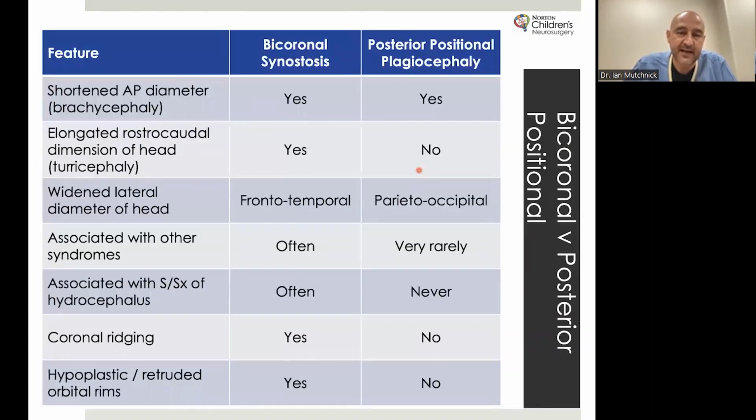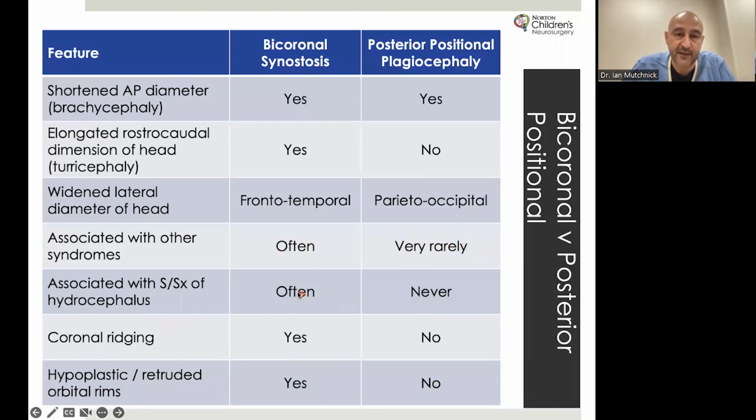So in differentiating bicoronal synostosis, which is relatively rare, from posterior positional plagiocephaly, there's brachycephaly in both, but there is turricephaly only in synostosis. There is no turricephaly in posterior positional plagiocephaly. The widened lateral diameter of their head is frontotemporal. Here it's parieto-occipital. Often there are syndromes involved with bicoronal synostosis. Very rarely is that the case, although if you have a syndrome and you are motor or cognitive impaired, you are more likely to have a positional plagiocephaly, including a posterior positional plagiocephaly.